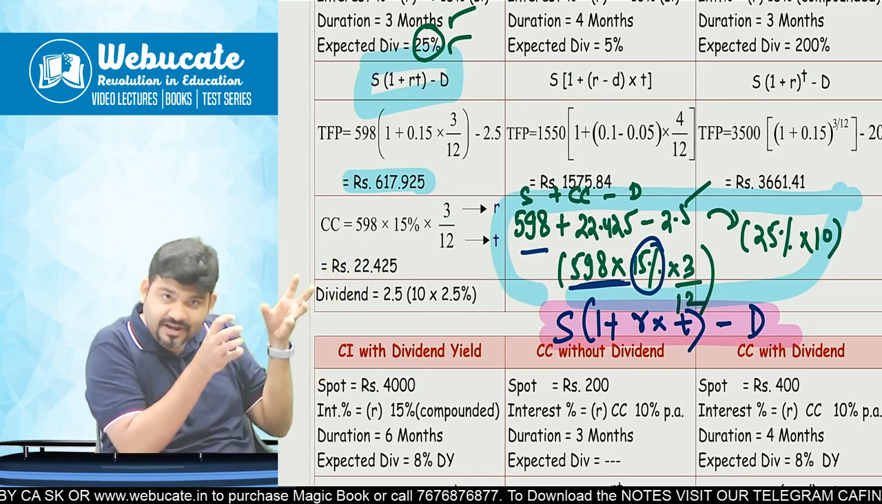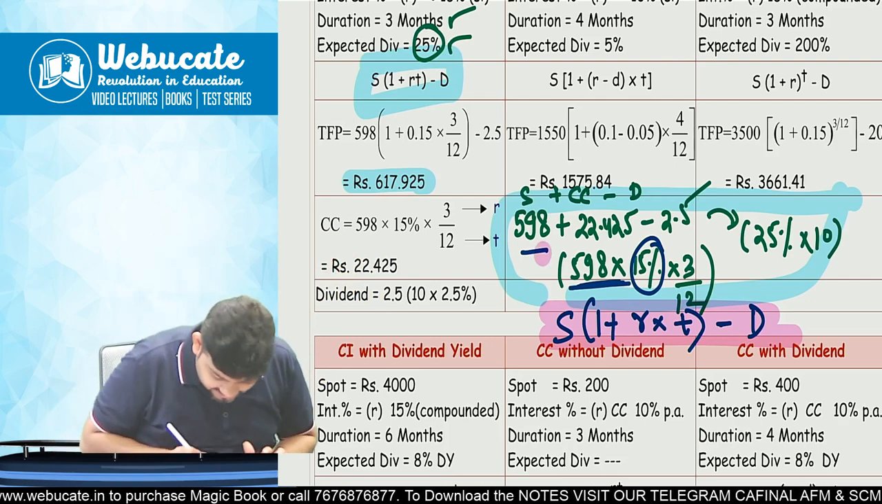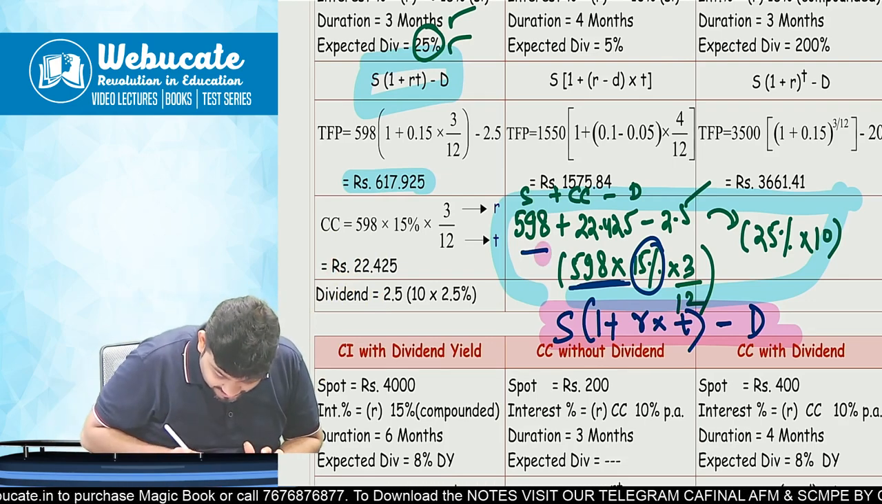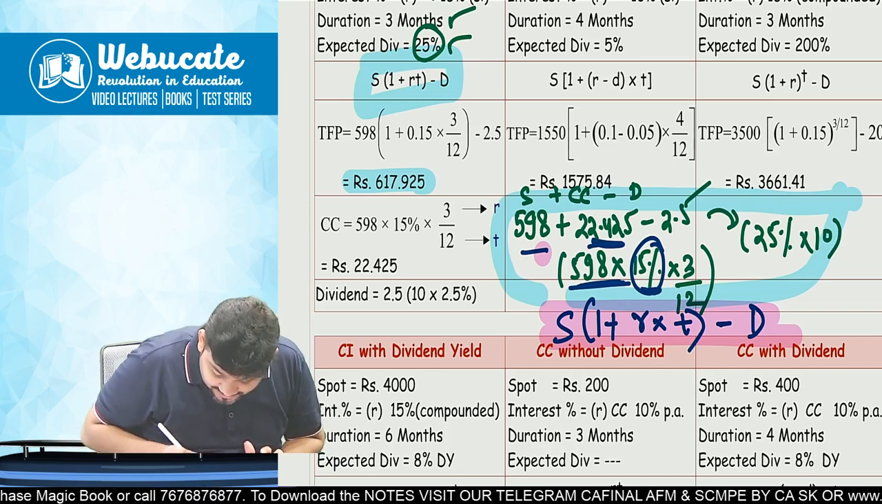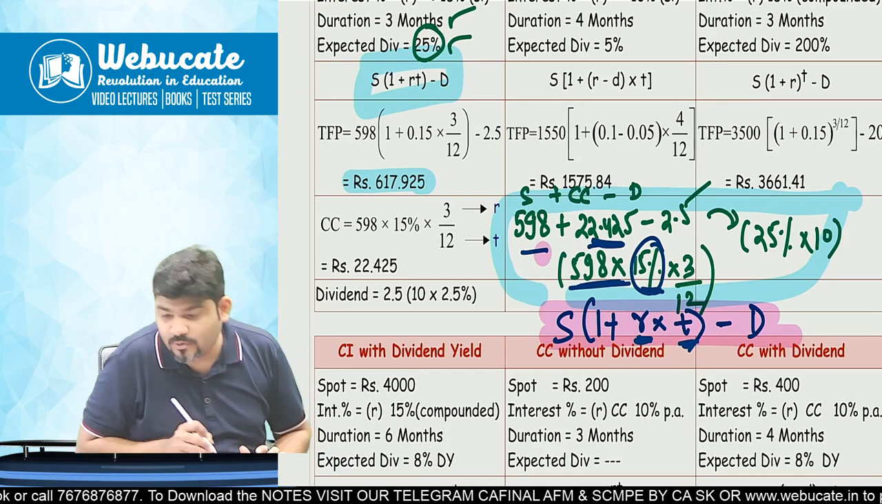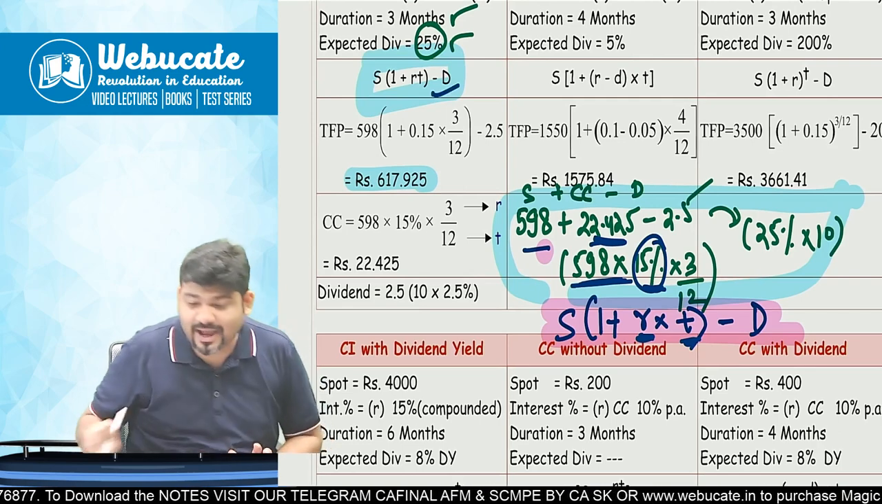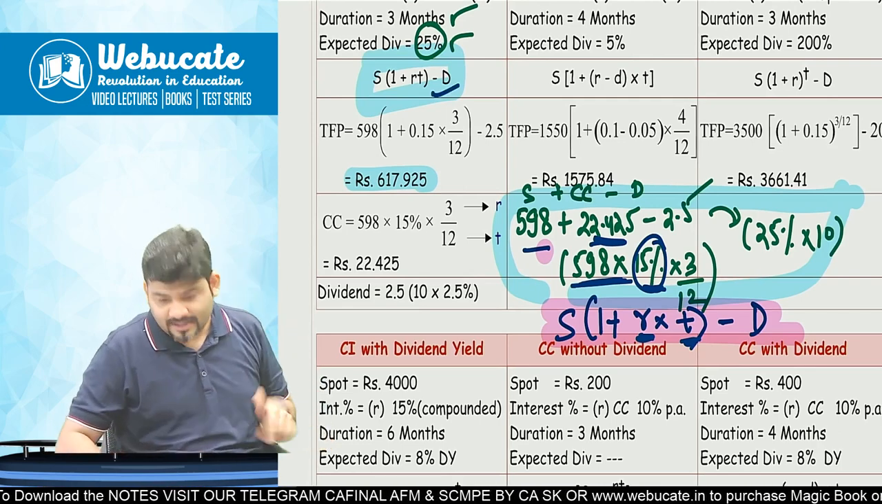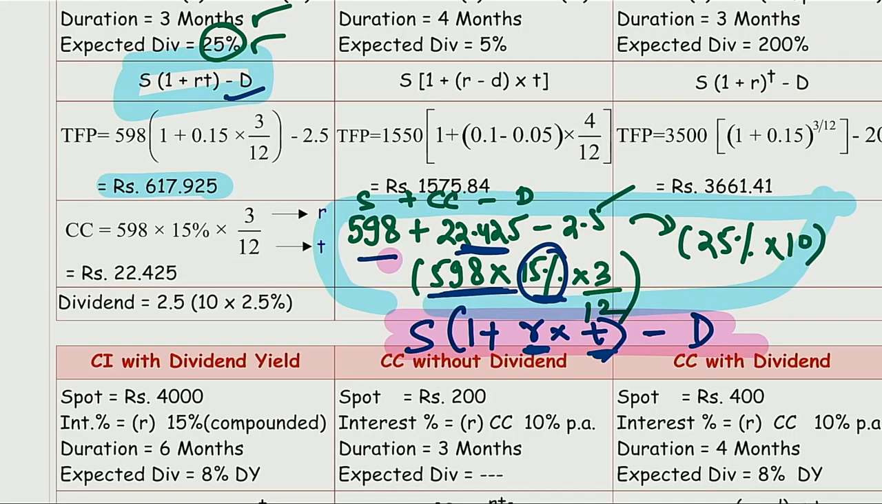Again, did you get it? 598 in common. Then again, here we have to write 598. So this will become 1 plus 598 is there by default into R, which is 15%, into T, which is 3/12, S into 1 plus RT minus D. And here comes my first formula. In the same way, we will keep on applying this to all the other things.